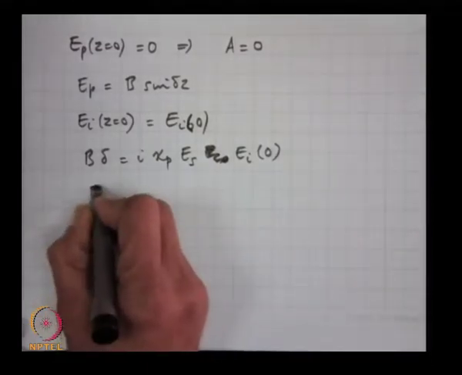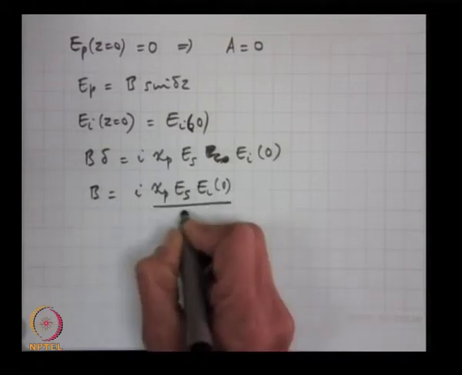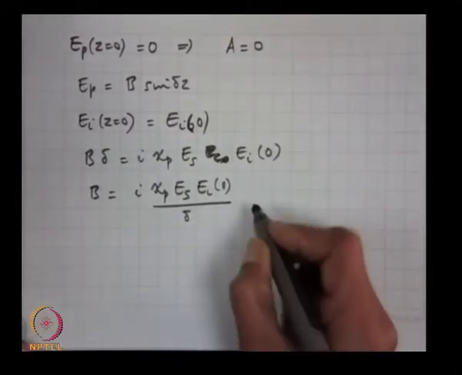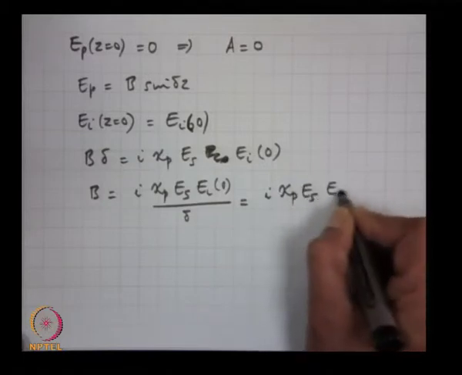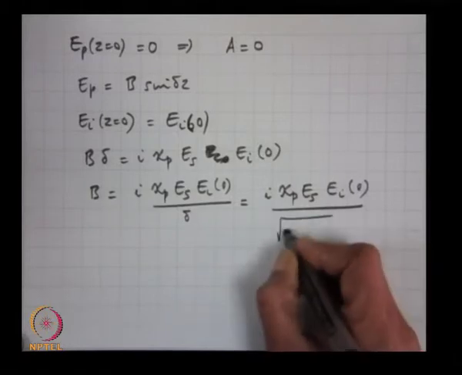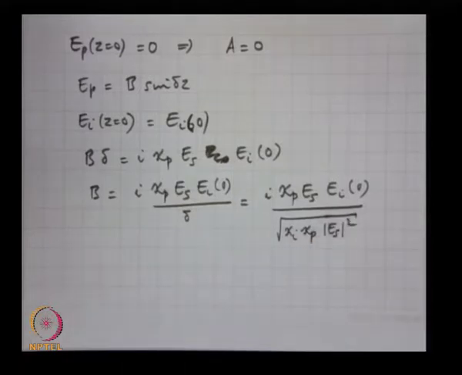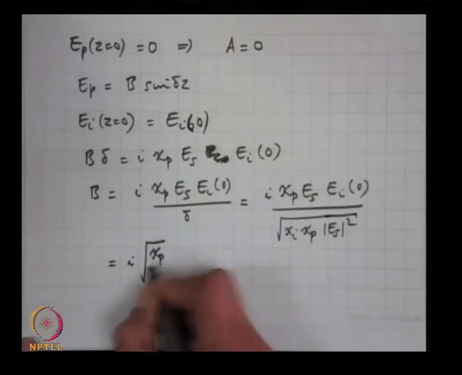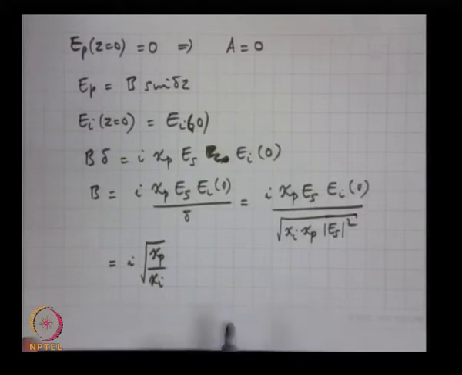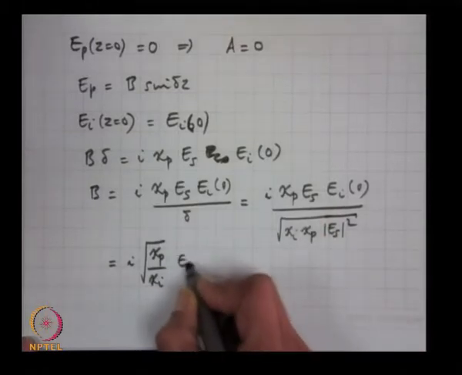So B is equal to i kappa p Es Ei of 0 divided by delta. And delta is from here, the square root of kappa i kappa p mod Es square. So this is equal to i times the square root of kappa p by kappa i. Let me assume Es is real, let me assume the phase of the signal to be 0. So mod Es square is equal to Es, and I get into Ei of 0.